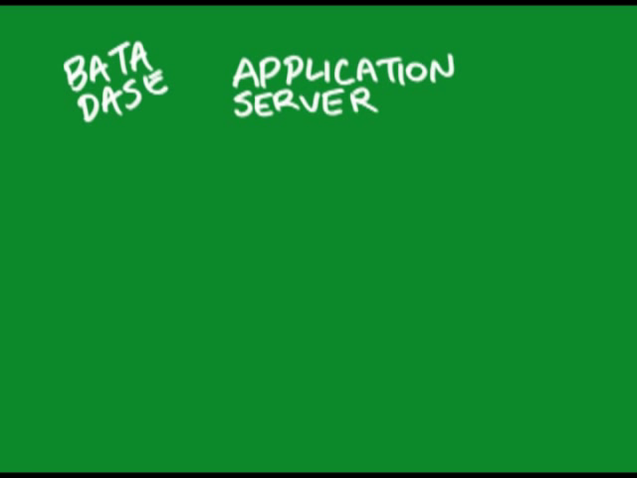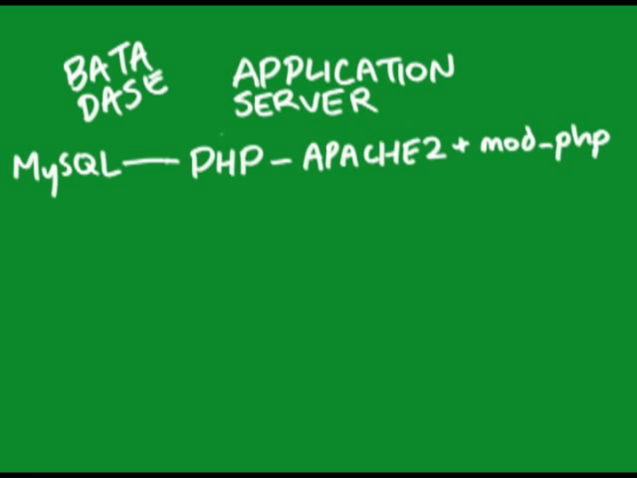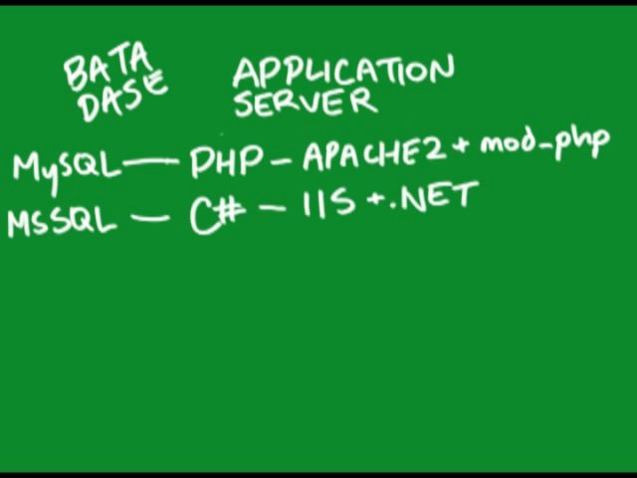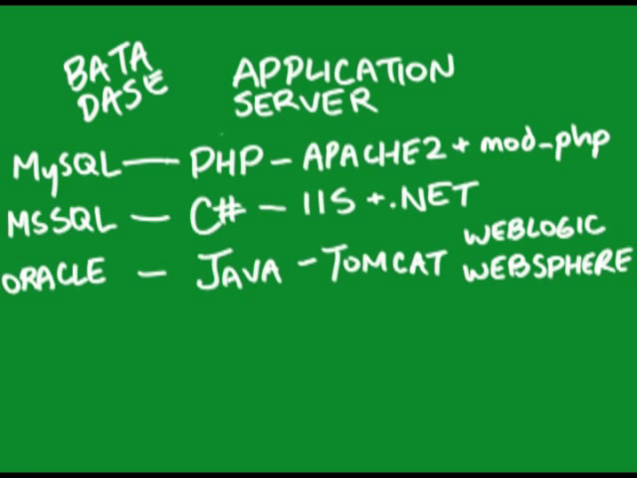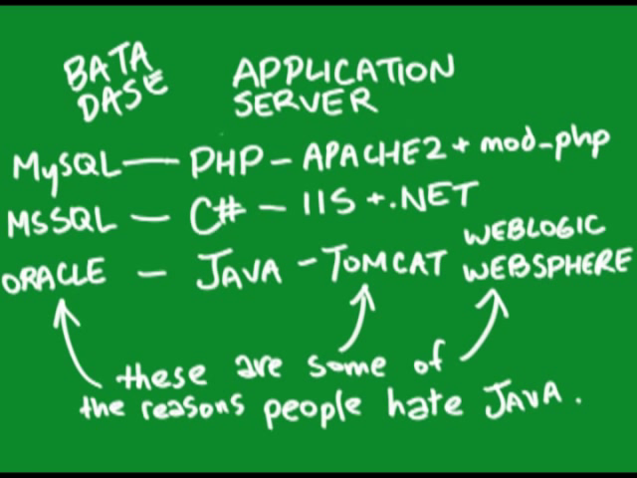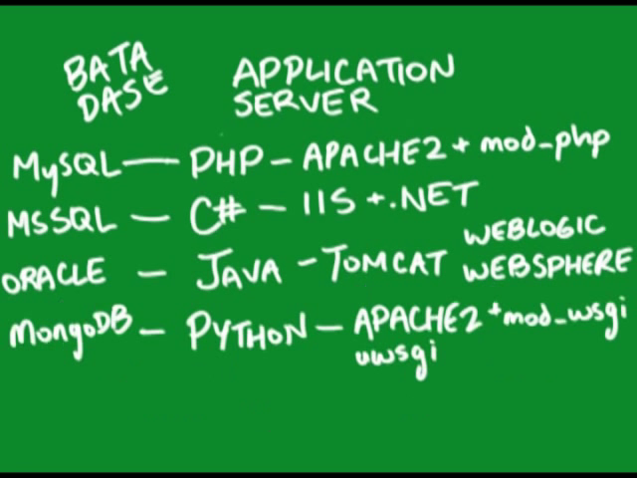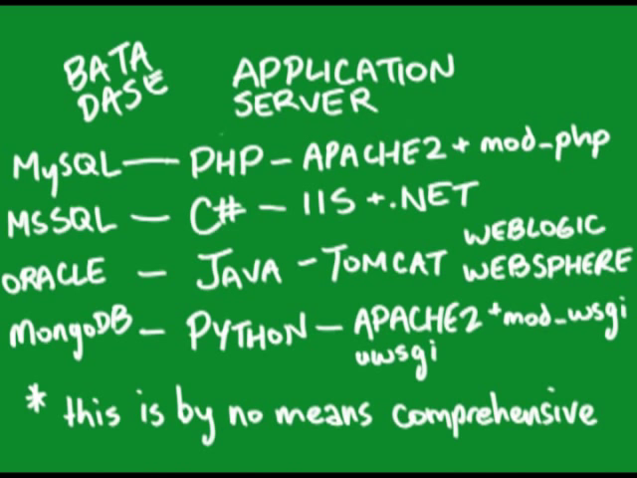So, for PHP, it's Apache and Mod PHP. For C#, you need IIS and .NET. For Java, you need Tomcat or WebLogic or one of the other Java application servers. For Python, you need a WSGI wrapper, so uWSGI or Apache and Mod WSGI, that sort of thing.